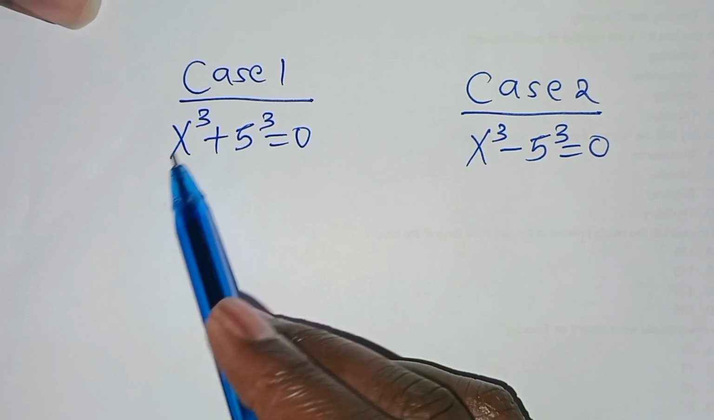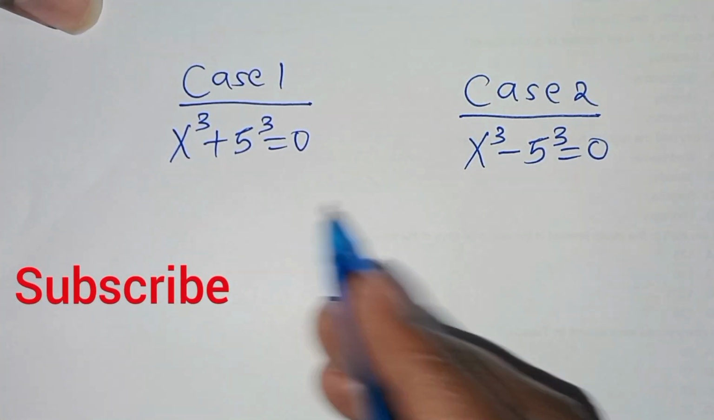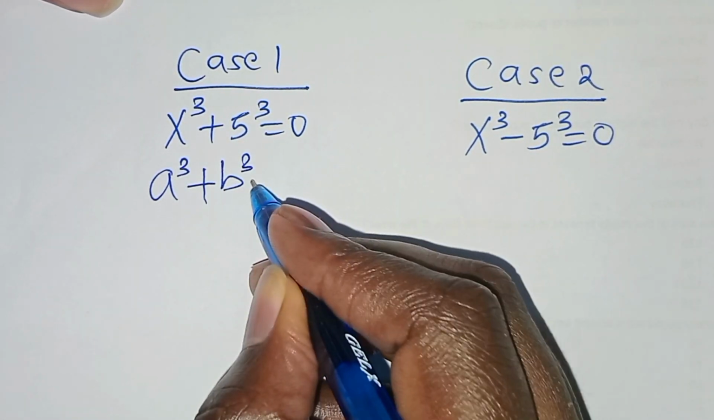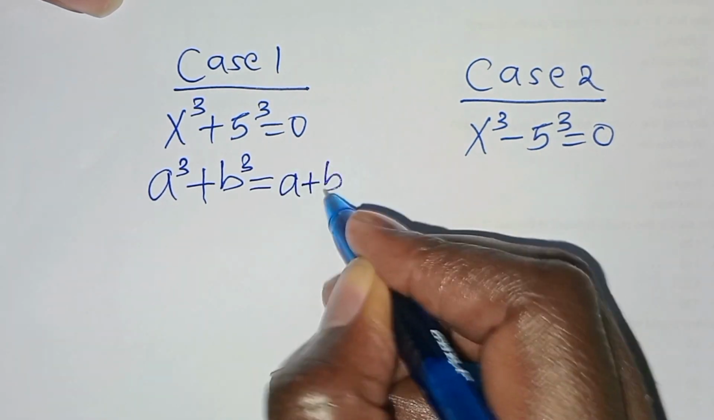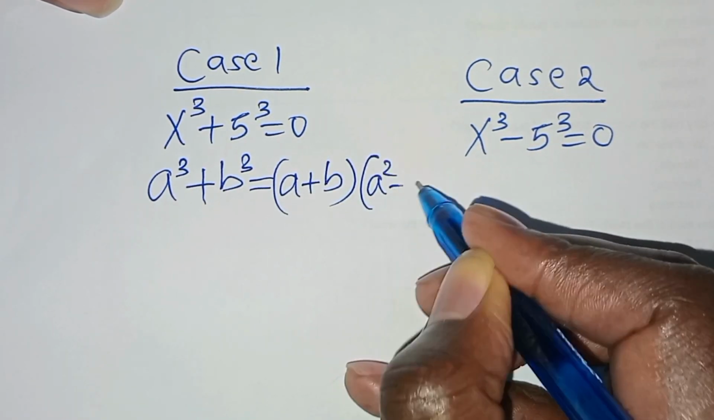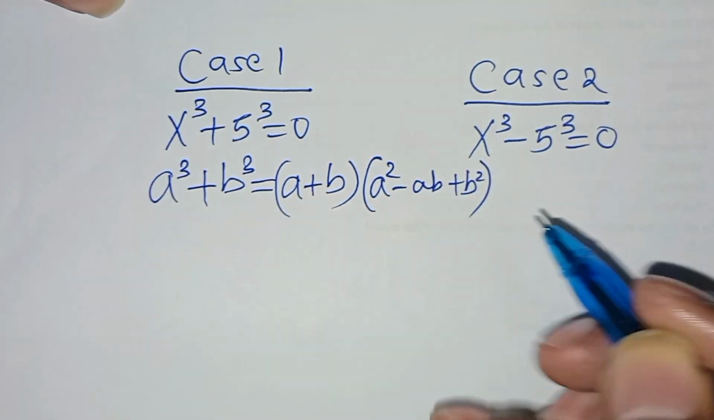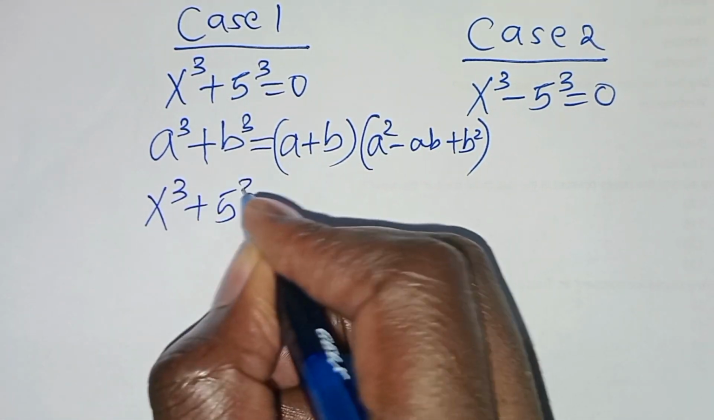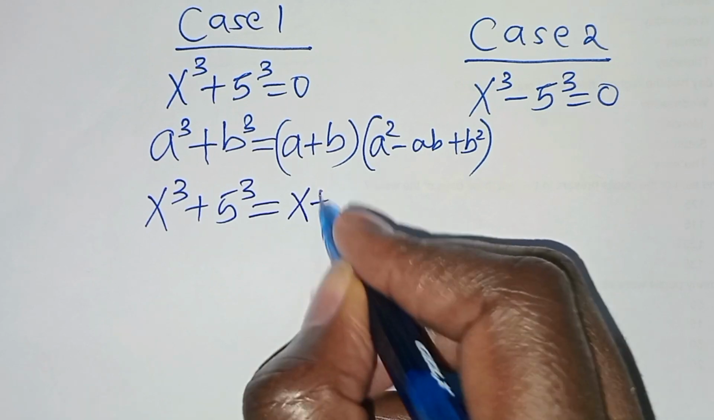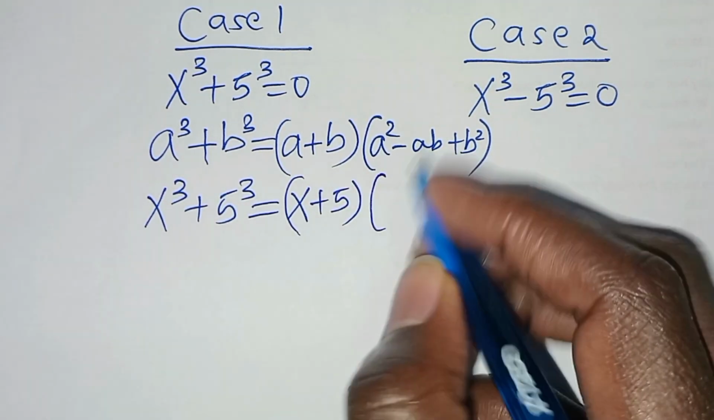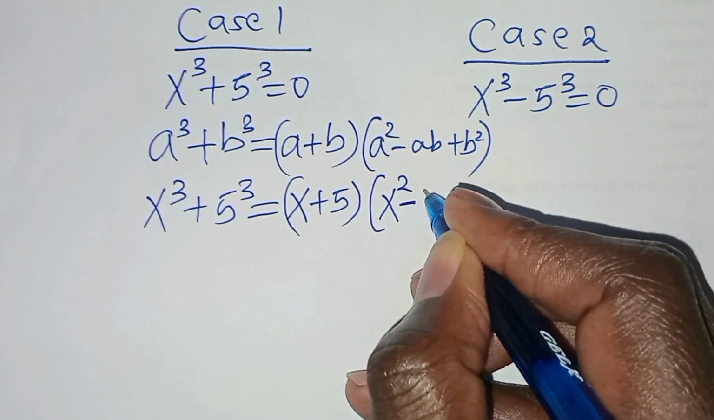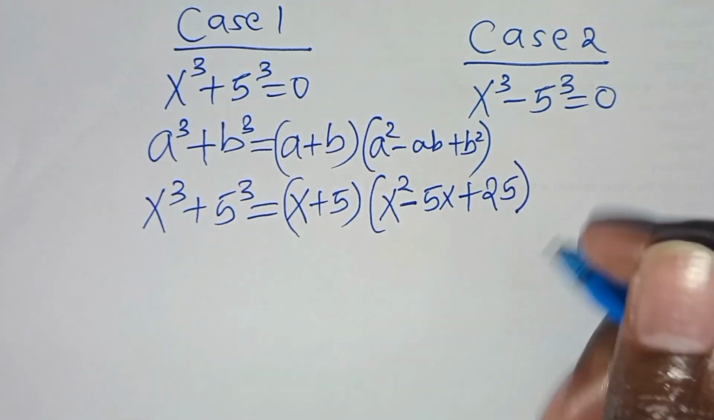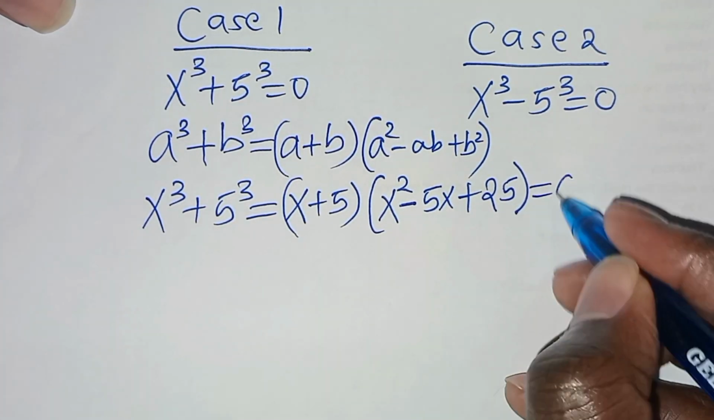Now, for case 1, we have x to power 3 plus 5 to power 3, this is equal to 0. Actually, this is the sum of two cubes, expressed as a cubed plus b cubed, which we can express as a plus b, a squared minus ab plus b squared. Now, applying this identity, x to power 3 plus 5 to power 3 can be expressed as x plus 5, times x squared subtract 5x plus 5 squared, which is 25. Now, all this is equal to 0.